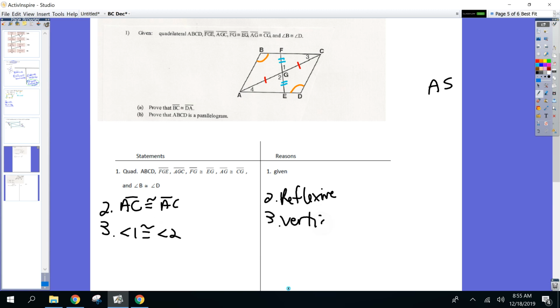We're not forgetting about the 2 big ones. We'll get back to them. Vertical angles are congruent. That should seem like enough to say those 2 in the middle are congruent. Triangle FGC congruent to EGA. Need a method.